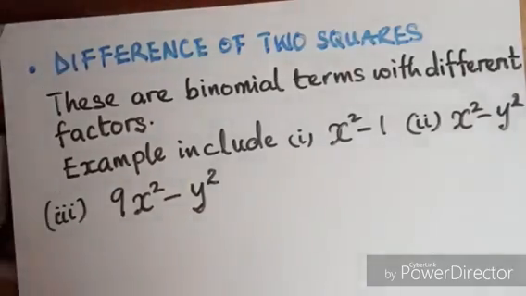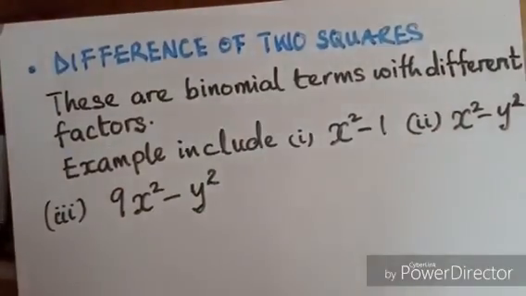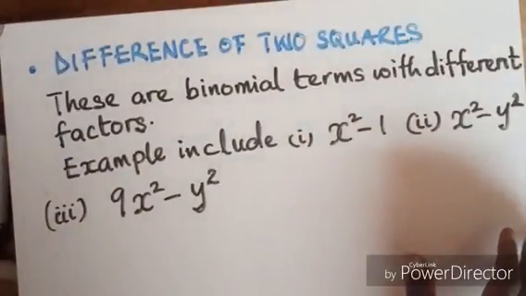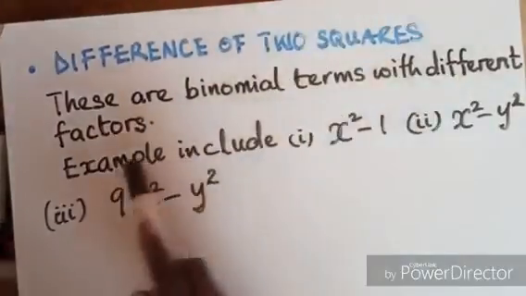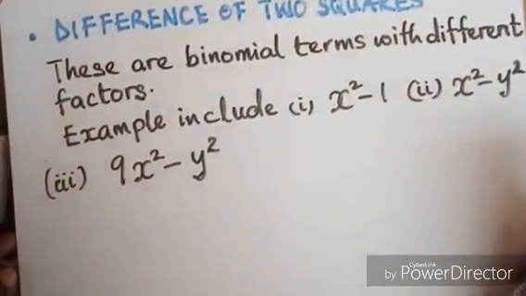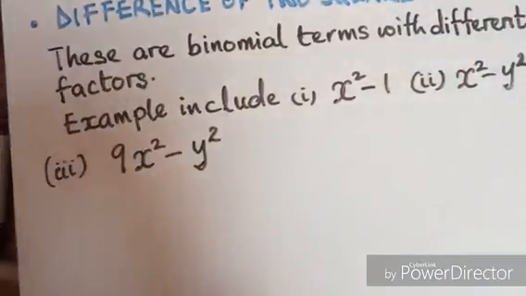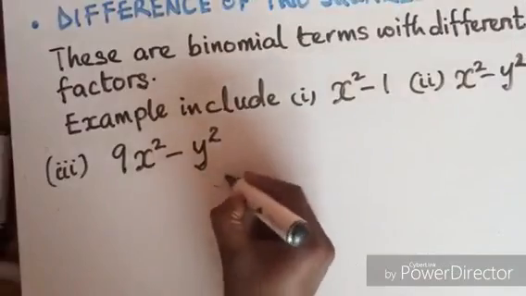Okay, difference of two squares. These are binomial terms with different factors. Examples include, now we have x plus 1. Let us take the examples we have, and let's try the examples. So solution to the examples.